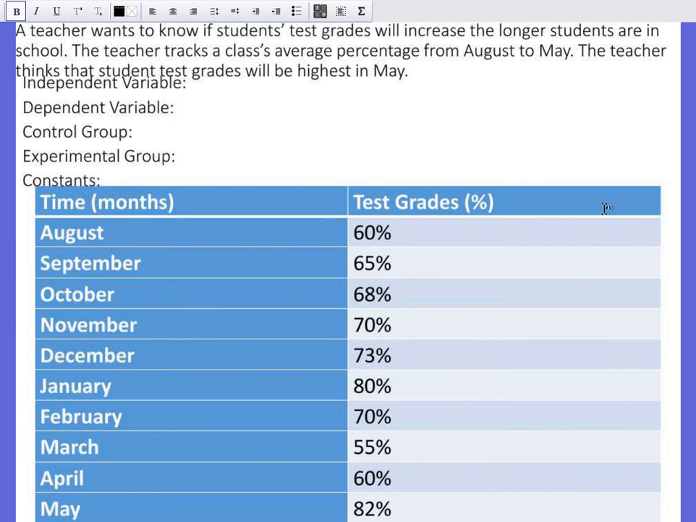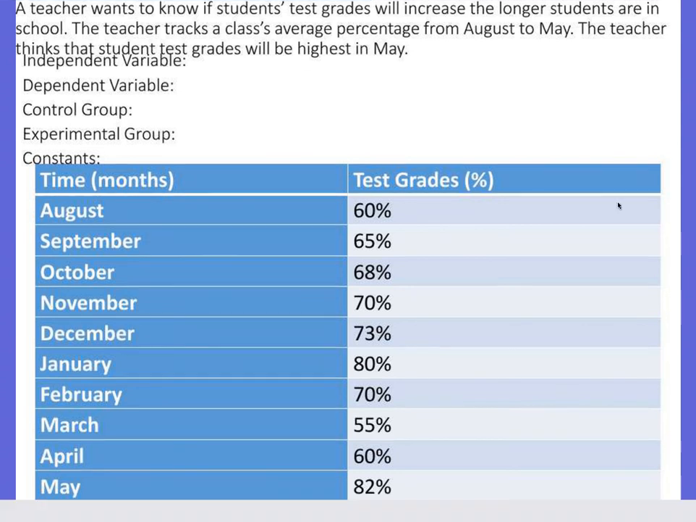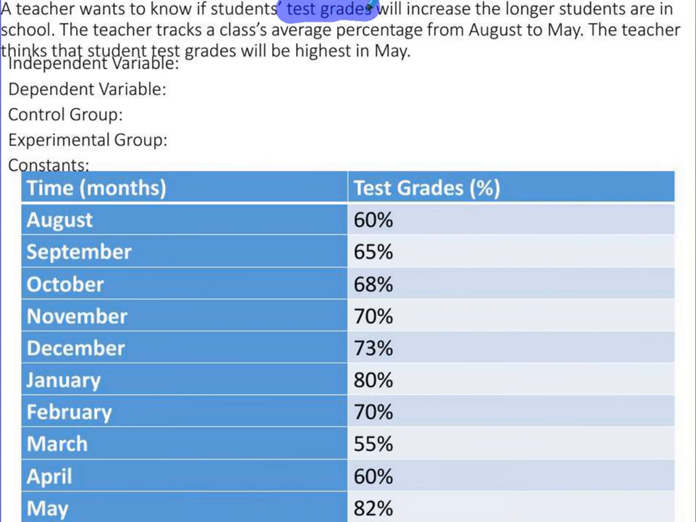Alright, we're going to do the same thing as the last one. Pick out the most important information, figure out all of our pieces of the scientific method. A teacher wants to know if a student's test grades will increase the longer students are in school. The teacher tracks a class's average percentage from August to May. The teacher thinks that student test grades will be highest in May.